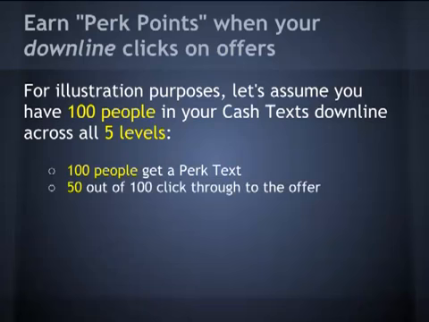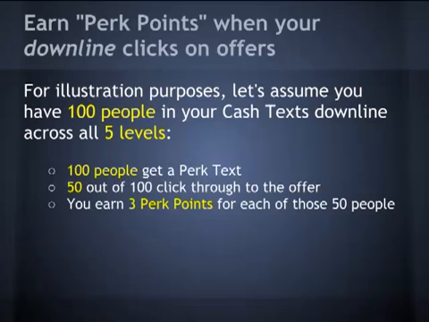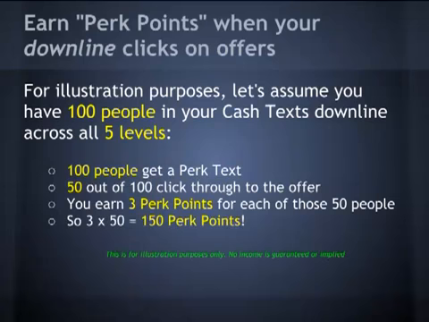Let's say that 50 out of 100 click through to the offer. They open the offer, then they click through. You earn 3 perk points for each of those 50 people. So 3 times 50, that's 150 perk points.